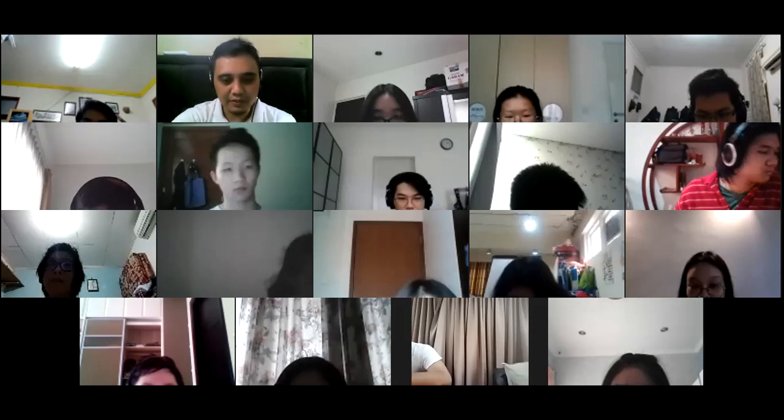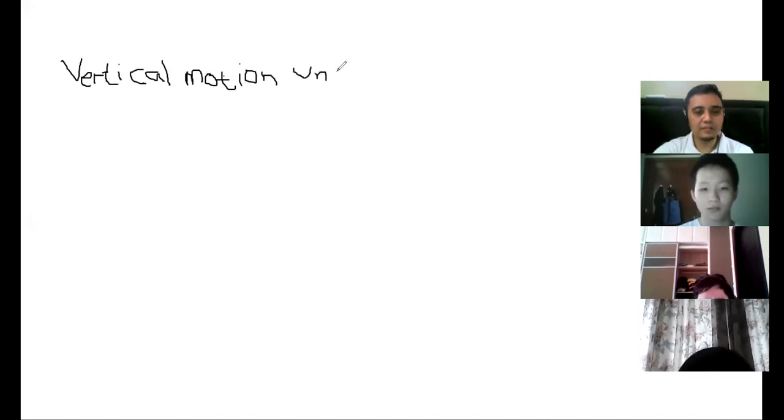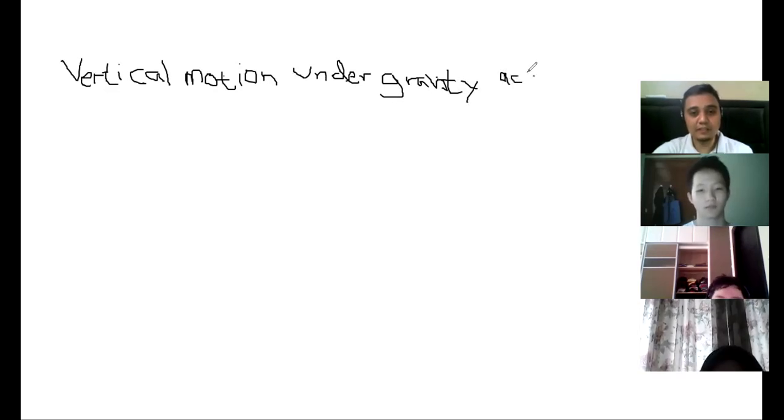So our topic today is vertical motion under gravity acceleration. I will use the whiteboard instead. Okay, so the equations that we already know in accelerated motion. This is the title; we will learn about vertical motion under gravity acceleration. It actually is the same as accelerated motion, because we have the acceleration of gravity.